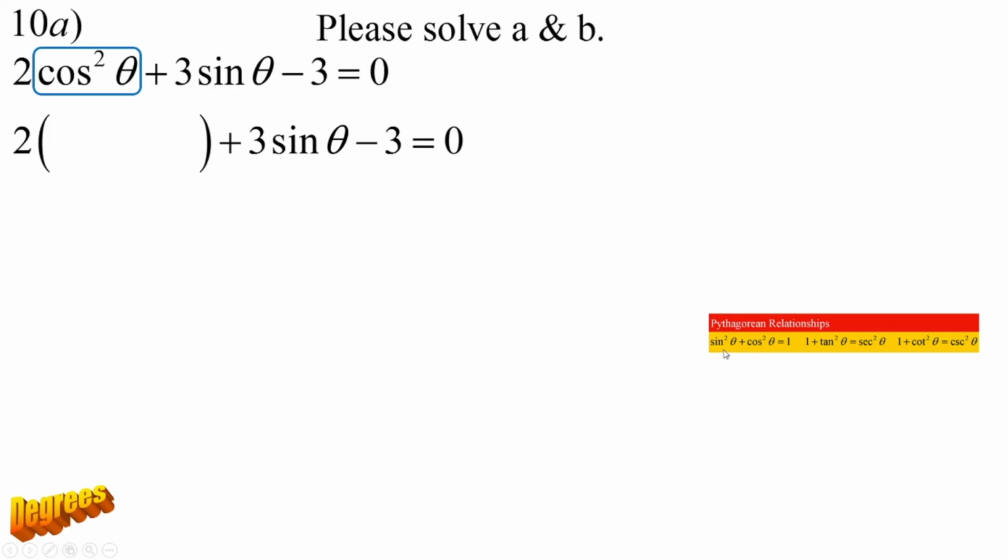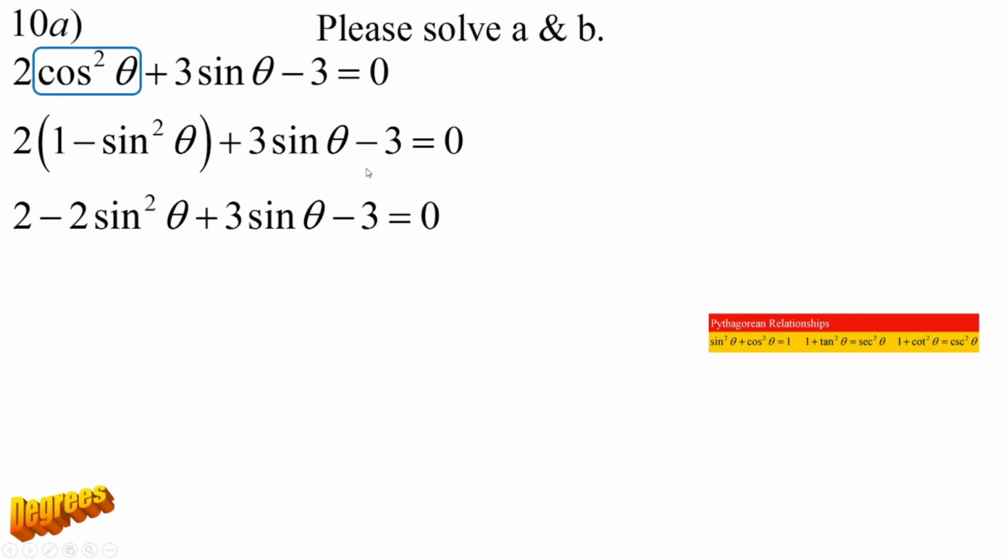See that cos squared of theta? Well, sine squared of theta plus cos squared of theta equals 1, and that tells me that cos squared of theta would have to equal 1 minus sine squared of theta. Oh yeah, there it is. Now let's distribute the 2 to both terms. So I've got 2, and then I've got a negative 2 sine squared theta, and then I've got the plus 3 sine theta minus 3 equals 0.